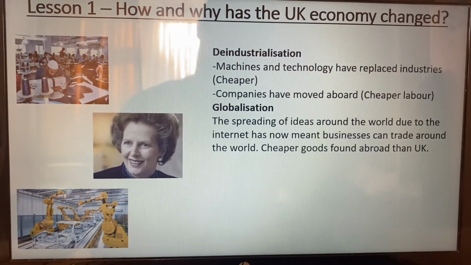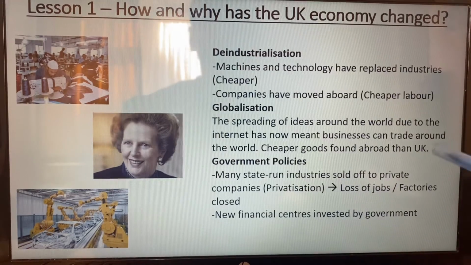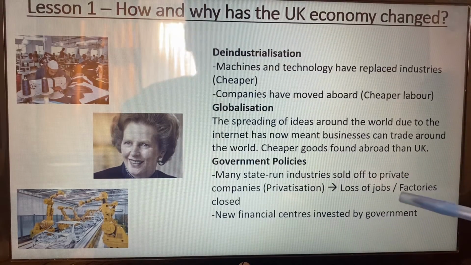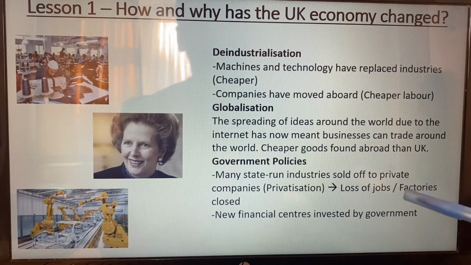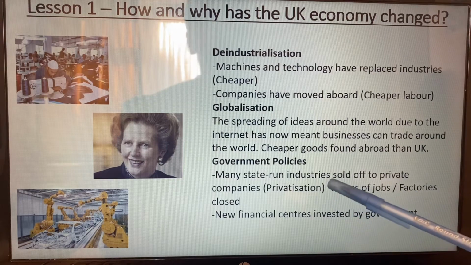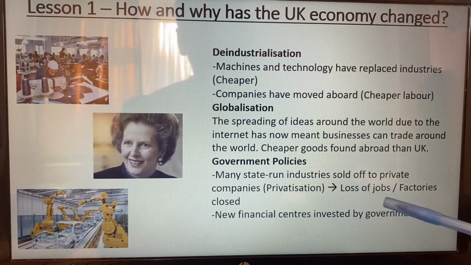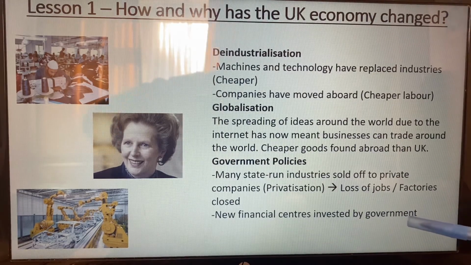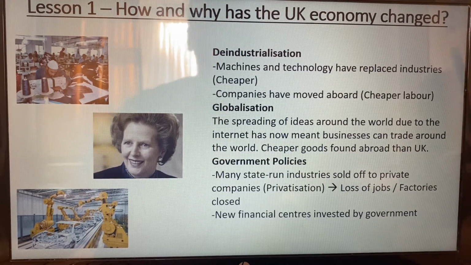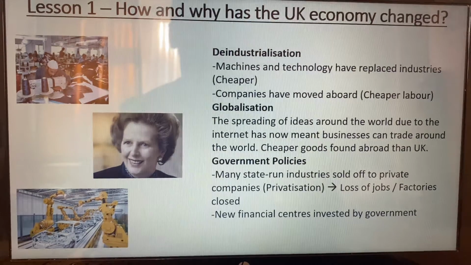And the last reason is government policies. You can see that there was a period of time under a Conservative government when many state-run companies, businesses owned by the government, were sold off to increase competition. That was known as privatization, but this led to many jobs being lost and factories closing down, and that led to a huge decline in many areas such as the north. But you can also say that many financial centers were created, such as Canary Wharf, so the government did try to rebalance the economy.